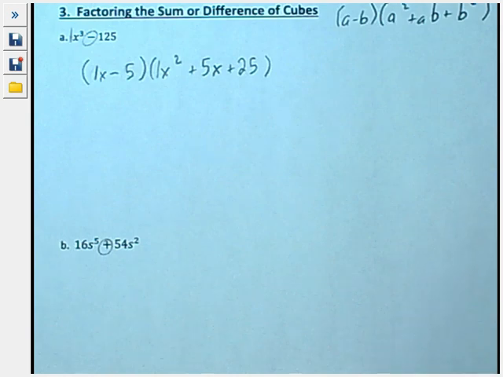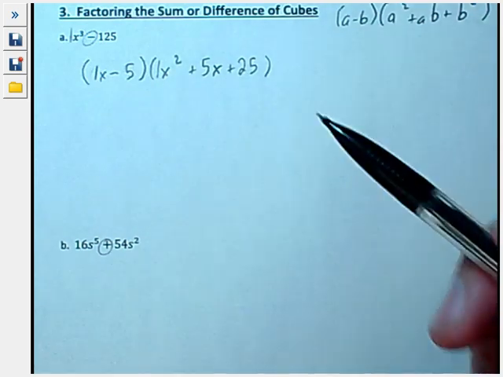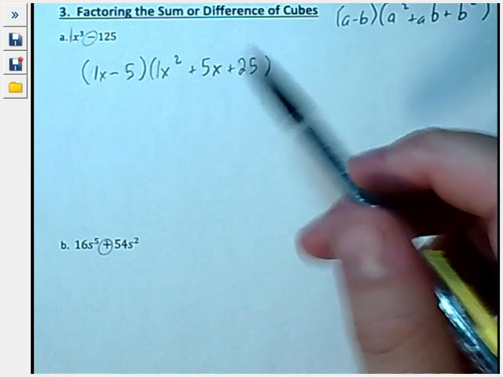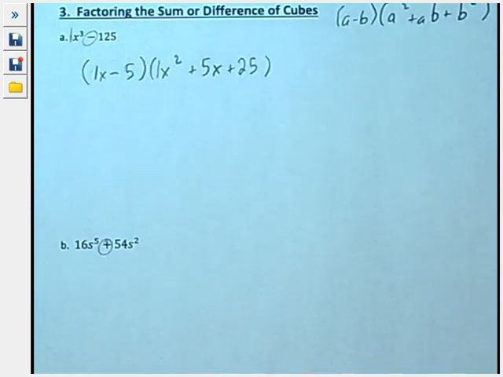And so this is called the difference of cubes. This doesn't break down anymore. This is as far as we're going to go with how this breaks down, because we'd have to find two numbers that multiply to give us 25 and add to give us 5, and there aren't any. That's as far as we get to go.